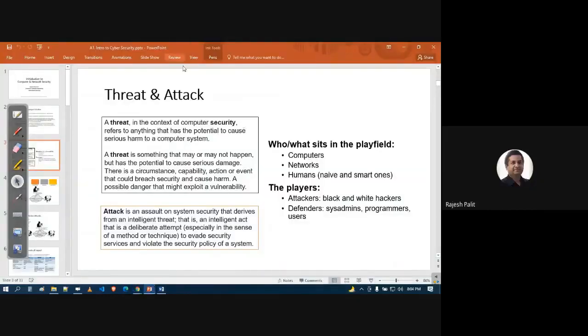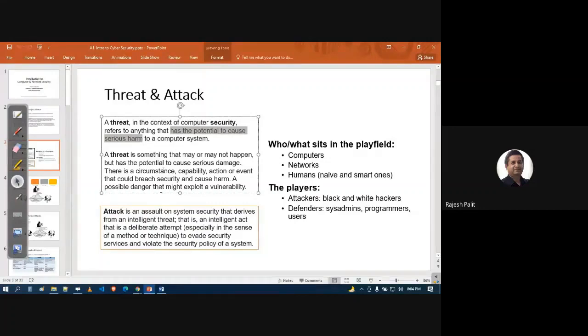Okay, so threat and attack. A threat in the context of computer security refers to anything that has the potential to cause serious harm to a computer system. A threat is just something that has the potential to cause harm. It did not cause harm, but it has the potential to. So a threat is something that may or may not happen but has the potential.